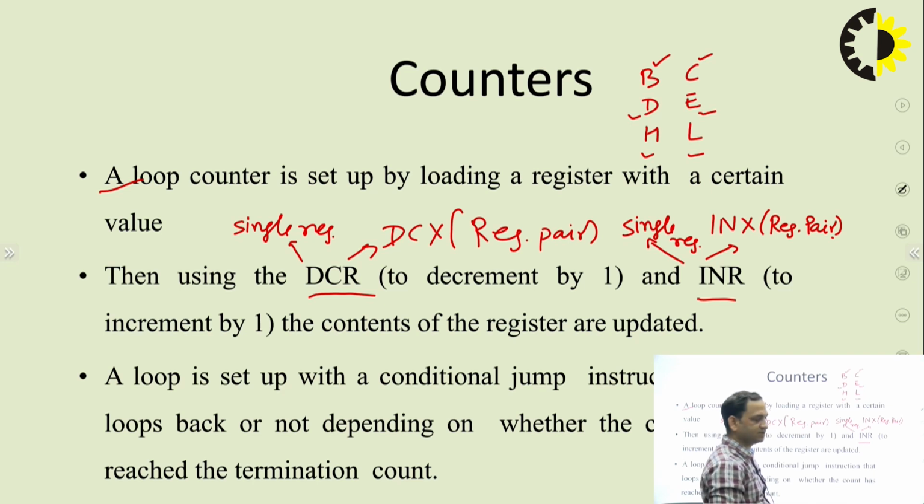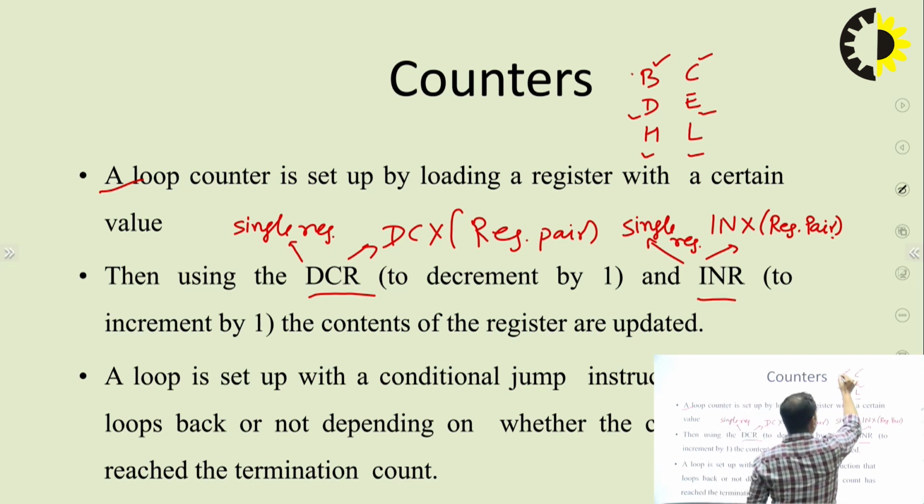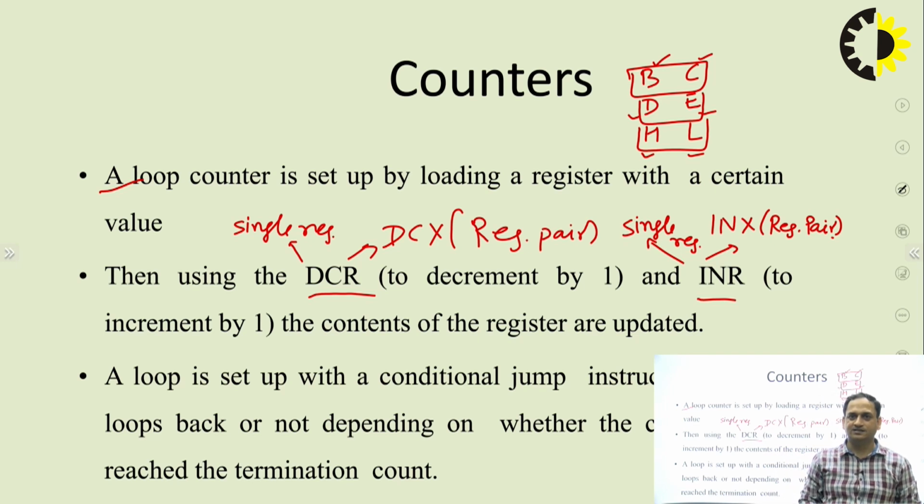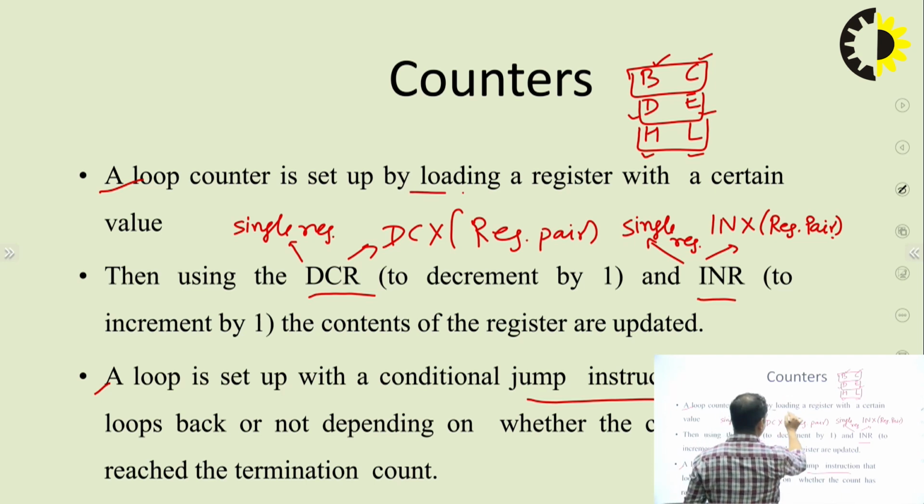In that case we can use DCR or INR. But when we use a register pair, that is the BC register pair, the DE register pair, or the HL register pair, the DCX and INX instructions are used for the increment or decrement. The loop is set up with a conditional jump instruction that loops back or not, depending on whether the count has reached the termination count. So first we give the numbers, second we use DCR or INR, and third we use the conditional jump.